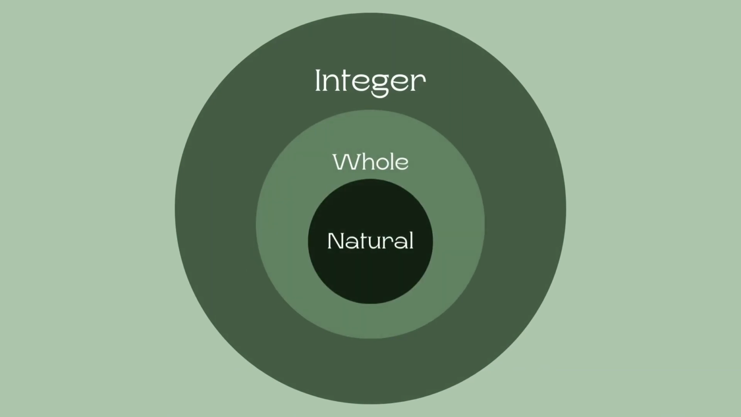So here we have a new glimpse at our Russian nesting dolls, so to speak. All natural numbers are whole and integers. All whole numbers are also integers, but not all integers are whole, and not all integers are natural either.